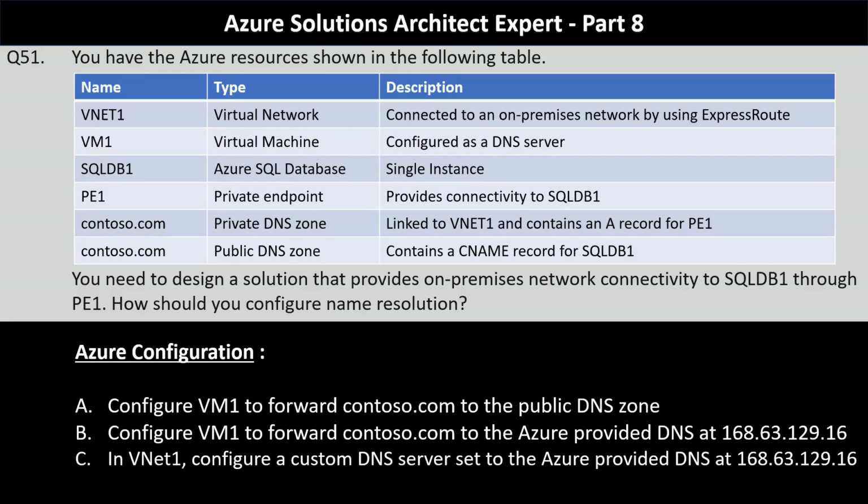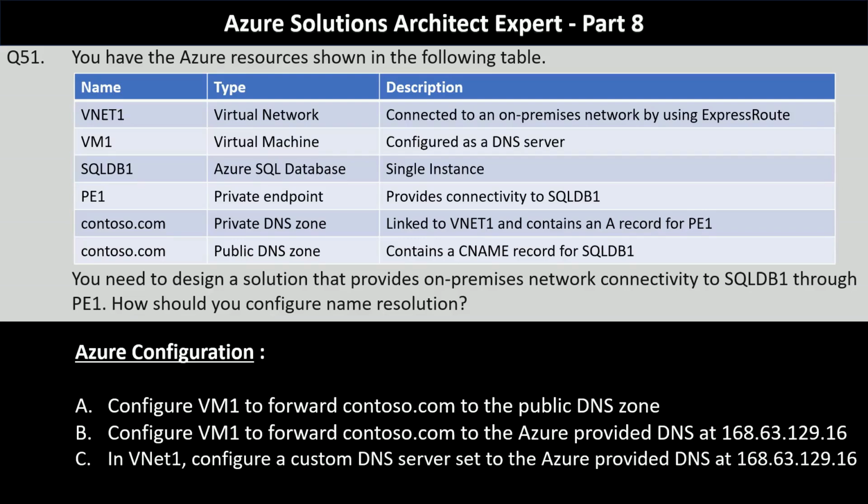You have the Azure resources shown in the following table. The resources are a virtual network with the name of VNet1, a virtual machine with the name of VM1, an Azure SQL database with the name of SQL DB1, a private endpoint with the name of PE1, and then you have a private DNS zone and a public DNS zone. Both are named contoso.com.